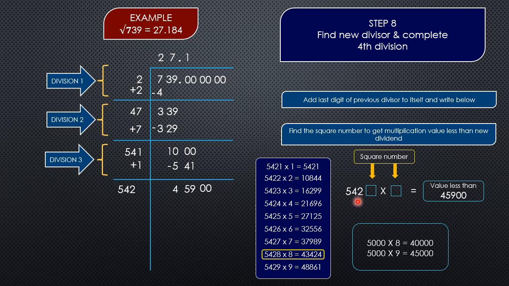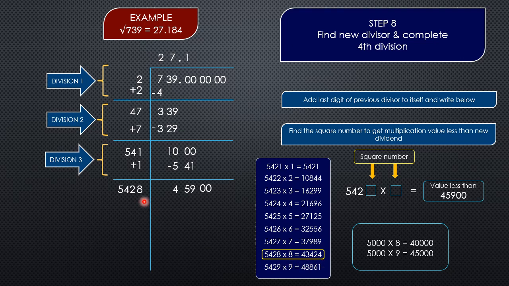Let's round this 4-digit number, say to 5000. And 5000 is multiplied by 1, 2, 3 and so on. You will notice 5000 into 8 is 40,000 and 5000 into 9 is 45,000, which is more closer to 45900. We can't have 5000 into 10 because that will make it a 5-digit number. When you do the actual multiplication, we find 5429 into 9 is 48861, which is greater than 45900. So the right number is 5428 into 8, which is equal to 43424.